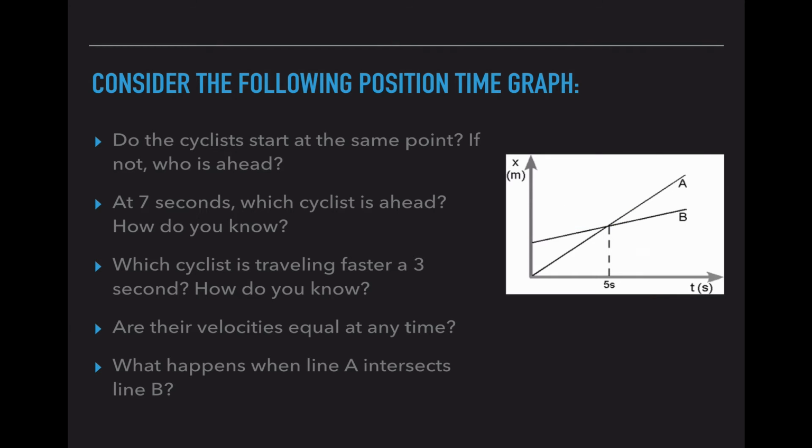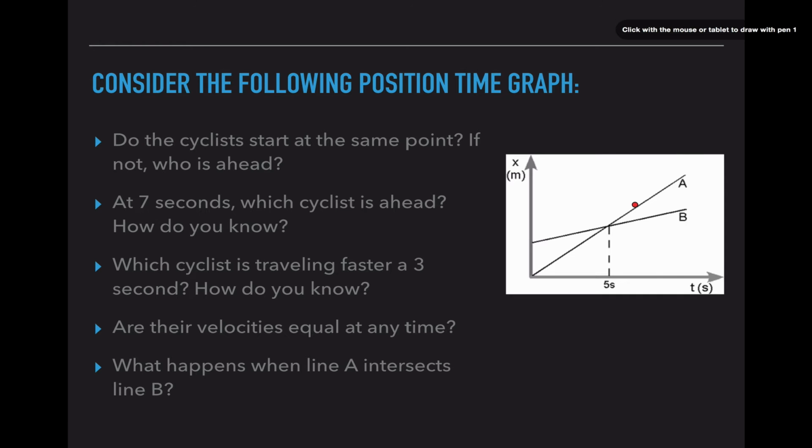Which cyclist is traveling faster? Now remember, speed is the slope of the position-time graph. So through this entire trip, cyclist A has a larger or steeper slope. So he is traveling faster at the 3-second time. Are their velocities ever equal? No, because the slopes of their lines are never equal.